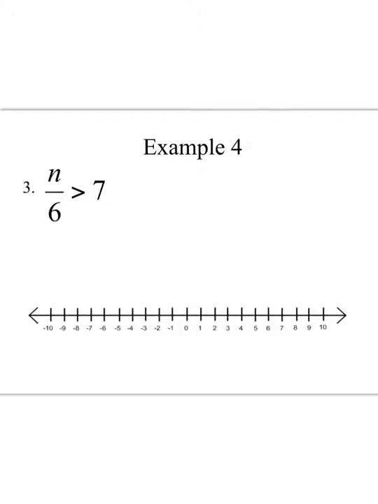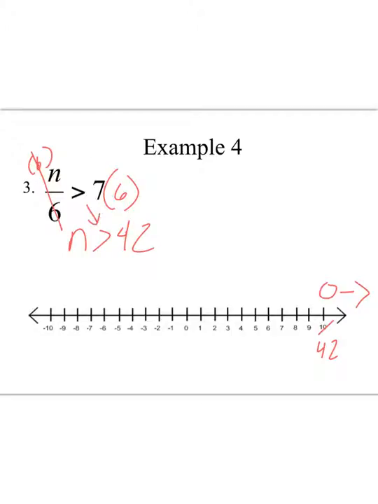I just want to show you this one because this one's actually multiplying by a positive number on each side. So we're going to multiply each side by a positive 6. So n is going to be greater than 42. Again, I don't have 42 on my number line, so I'm going to scratch out my 10 and make that 42. Open dot, n needs to be larger than 42, so my line's going to go off to the right. We did not flip the sign this time. It was greater than, it stayed greater than, because we were not multiplying by a negative number.